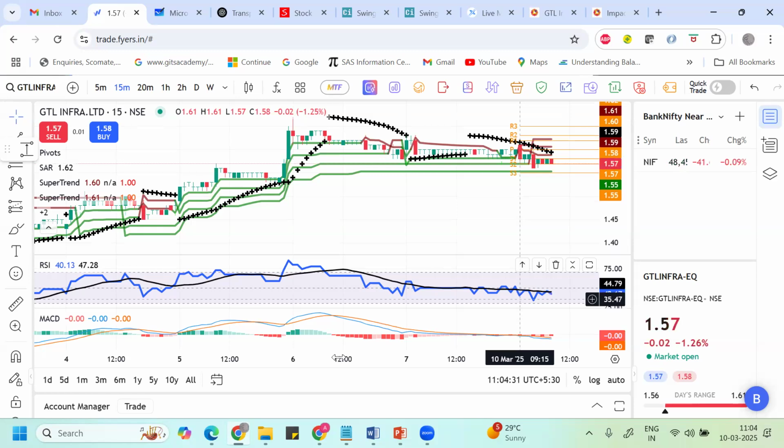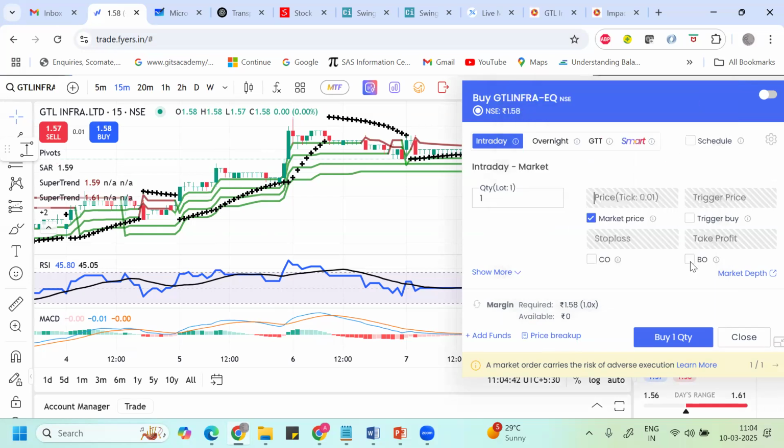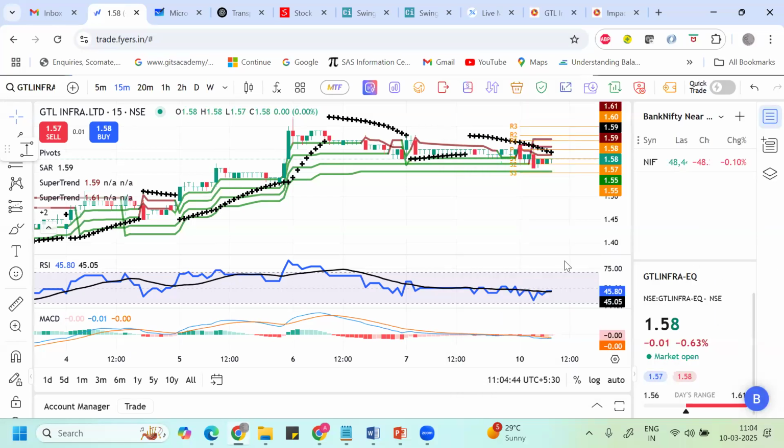And whenever you're getting into the transaction, you can see the price breakup, the regulatory and brokerage charges, which might differ between intraday trades and delivery trades.